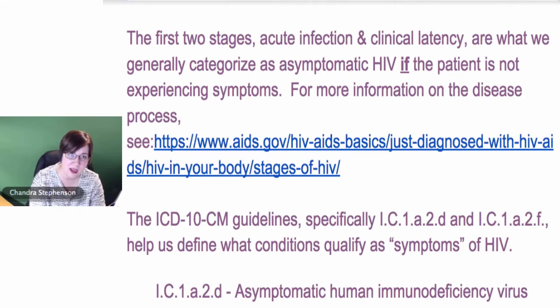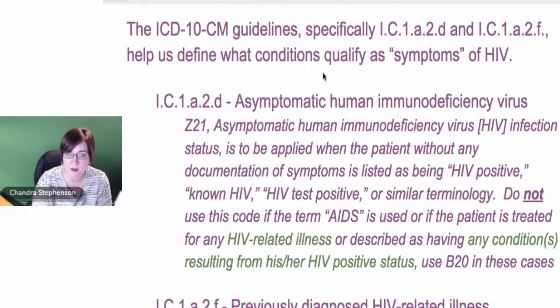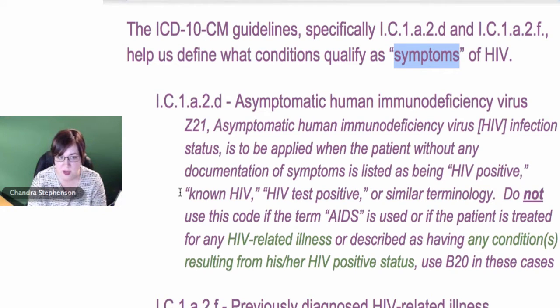Yeah, they kind of thought they had the flu, but it's not necessarily symptomatic, it's not an opportunistic infection. So when we start looking through here, the guidelines actually say, okay, if they've not had a symptom of HIV, they're asymptomatic. And usually the provider is going to say HIV positive, known HIV. They have a history of an HIV positive test.